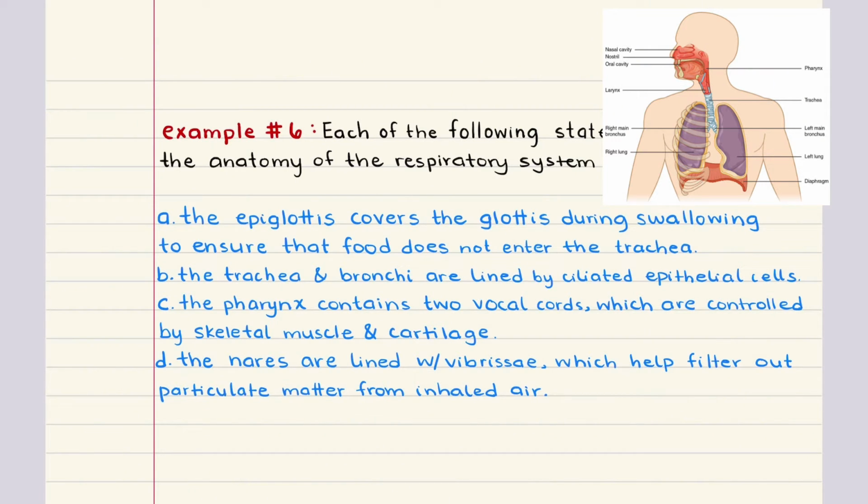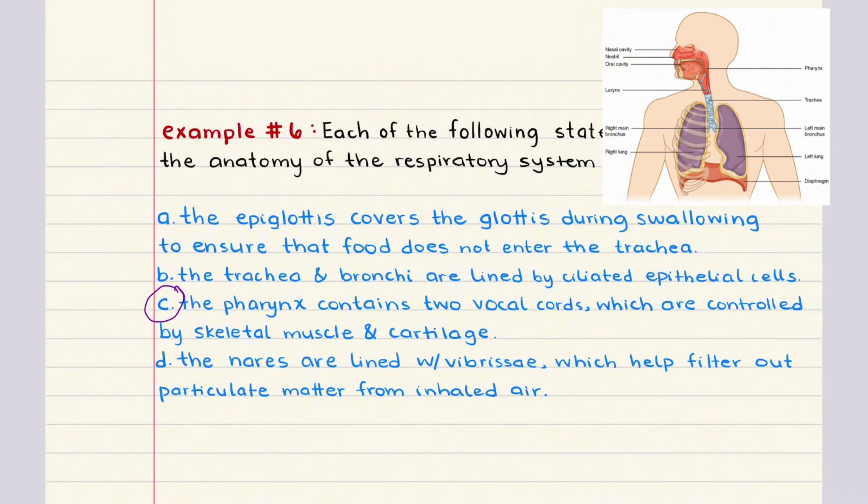Let's read C. C says the pharynx contains two vocal cords, which are controlled by skeletal muscle and cartilage. This is our incorrect statement. The vocal cords, they're located in the larynx, not the pharynx. The pharynx is a shared pathway for food and air, and it does not house the vocal cords. So problem 6 is C, but we're still going to read answer choice D.